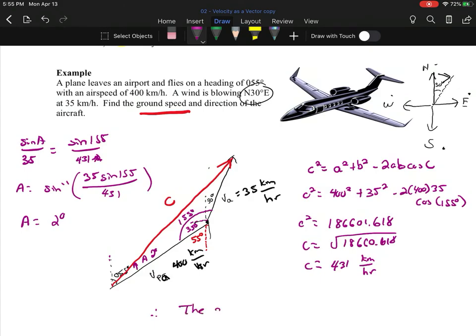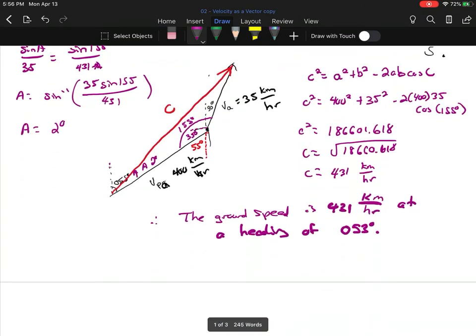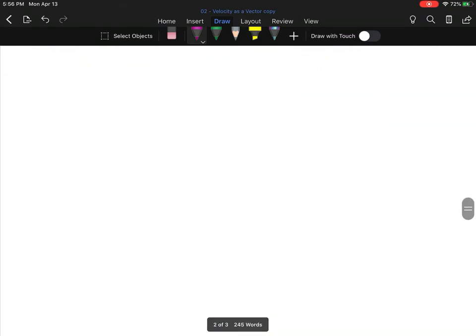So therefore, the ground speed is 431 kilometers per hour at a heading of, I'm going to say, 053 degrees. It was 055 degrees was where they tried to go, but they were pulled 2 degrees back towards north there, and so I got a heading of 053.